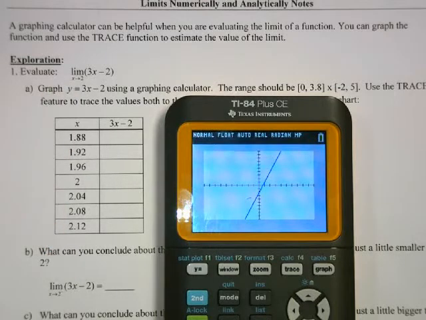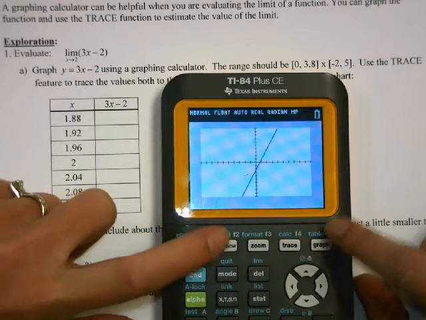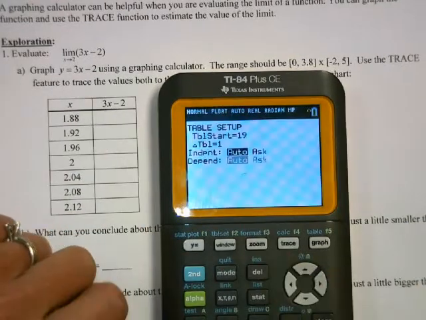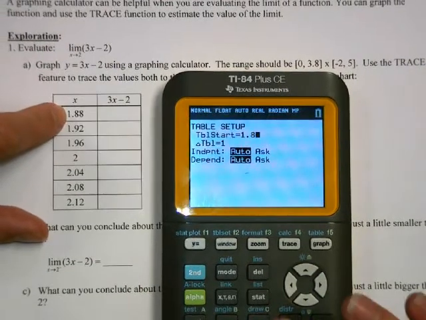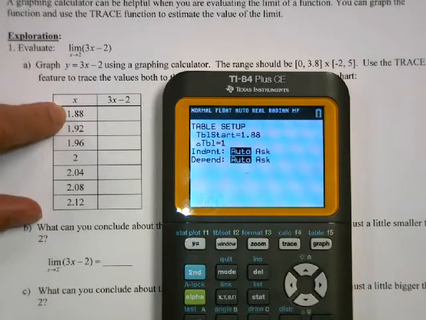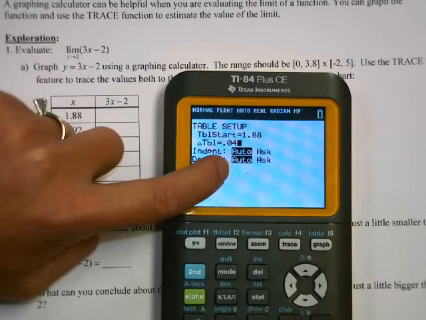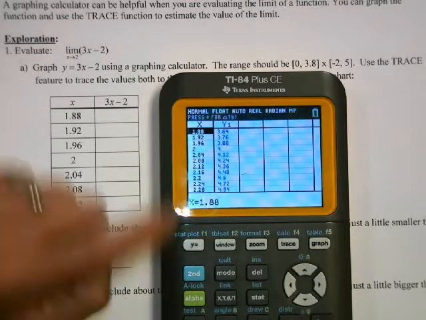So there's two things here. There's table, which we'll use after we adjust the table set. So you're going to do second, table set. Our table is starting at 1.88. This delta means how far are we going up? Well, how far are we going from here to here? 0.04. Then these should both be on auto. Now if I go to the table, all of these values are here and I can fill in our table.